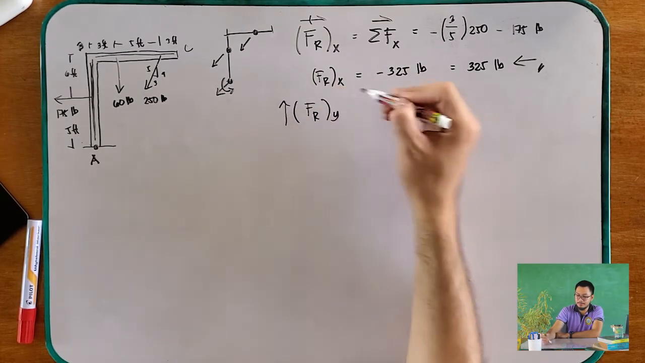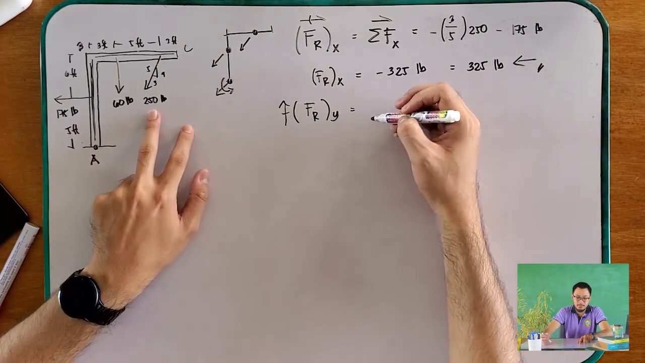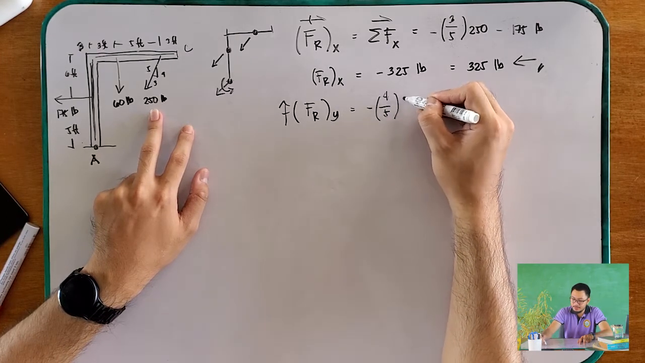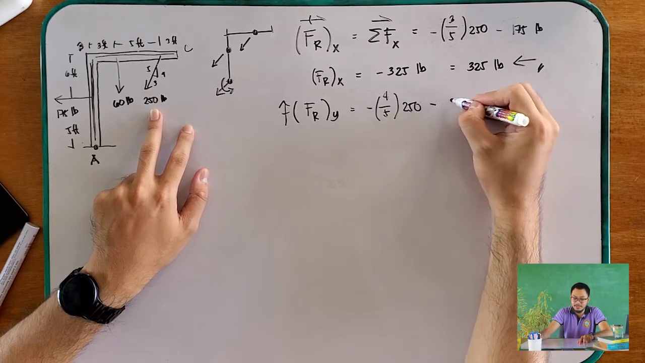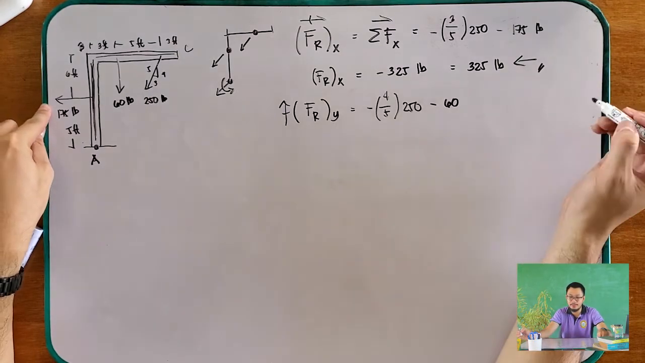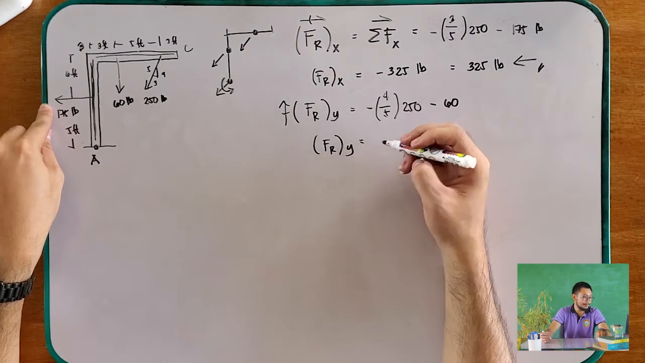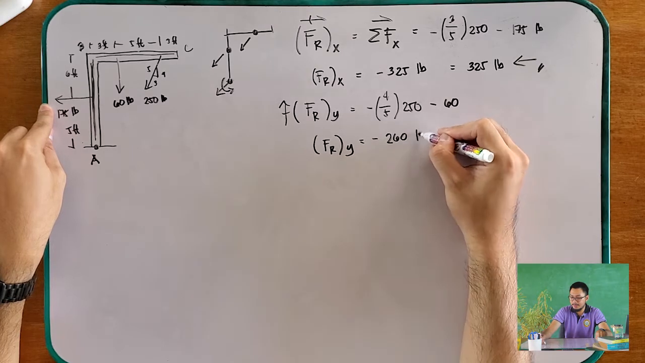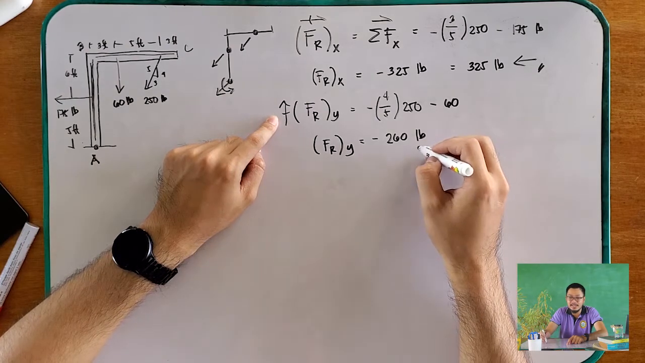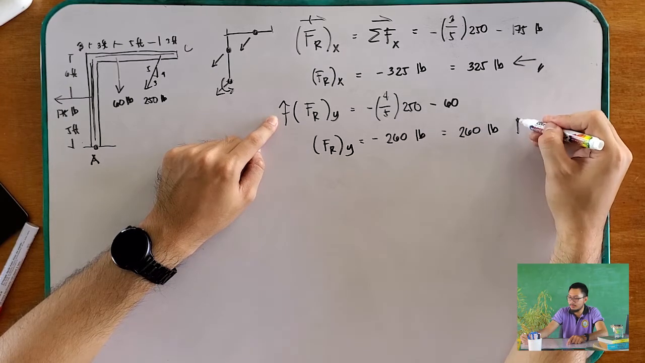How about your FRY? Going up, positive, equals to. First we have 250, minus 4 over 5 times 250. Then minus 60, and this is horizontal, so it has no y component. Therefore, your FRY is equal to negative 260 pounds. We assumed that positive is going up, but we found that our answer is negative, so we had to change the direction: 260 pounds going downwards.